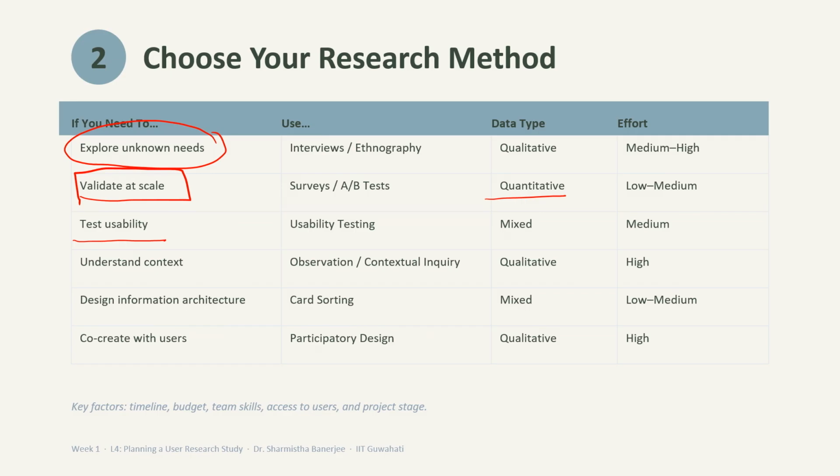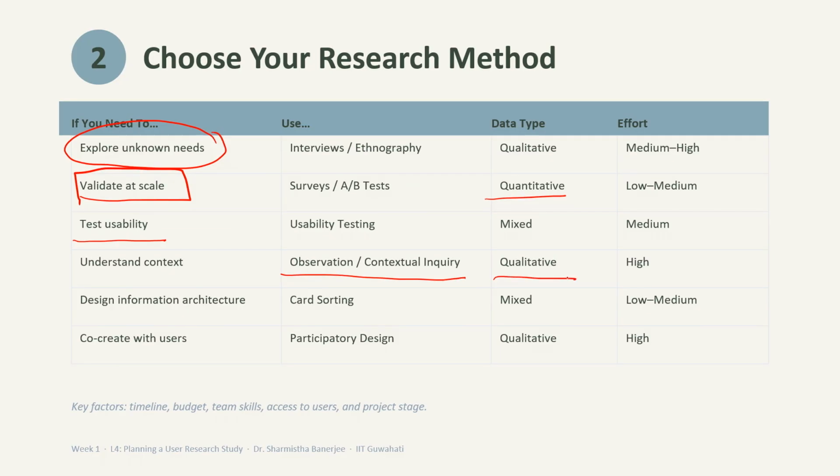In this case, I might try to see, can I observe people or do contextual inquiry when they are trying to browse through e-commerce, and then at the point that they abandoned, what was the reason that they abandoned. I will be collecting qualitative data. However, observation or contextual inquiry constantly requires the researcher to be with the respondents.